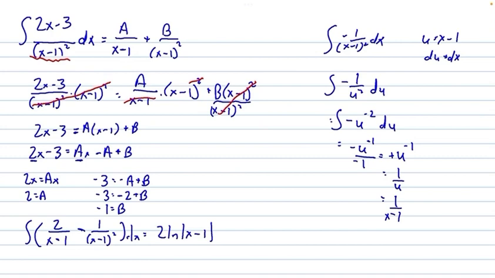So there's a lot going on in this problem, but it's nothing that we haven't seen before. It's really just putting everything together all in one problem, all the things that you learned from Calculus 1 and Pre-Calculus. So in the end, we have 2 times the natural log of x minus 1 plus 1 over x minus 1 plus C.